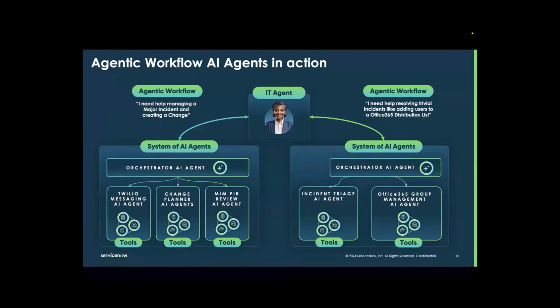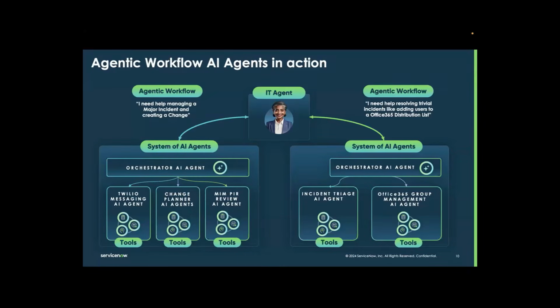I'll just quickly give a high-level example. Let's say there is a human IT agent trying to manage a major incident and create a change. And then the same agent has another use case, like needing help resolving trivial incidents, like adding users to an Office 365 distribution list. As you may see, for both of these use cases, the tasks for the human agents are time consuming, and they have to go to multiple areas to collect the data and then resolve this task, right? So let's say, how about using an agentic workflow there?